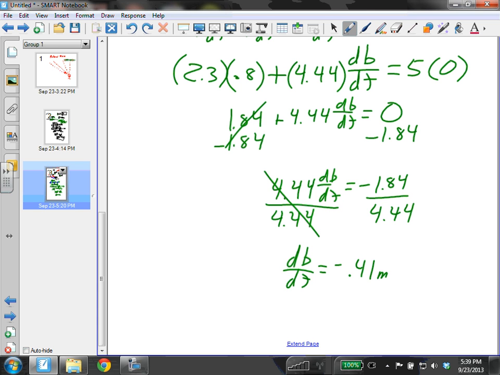0.41 meters per second. And notice here that I'm using meters per second because this is a rate of change. It's a change in the distance. There's our distance, meters, with respect to time. So there's our time in seconds.